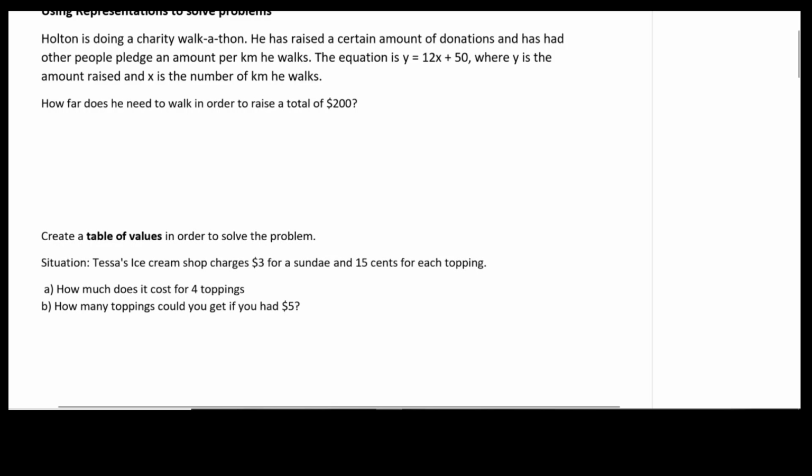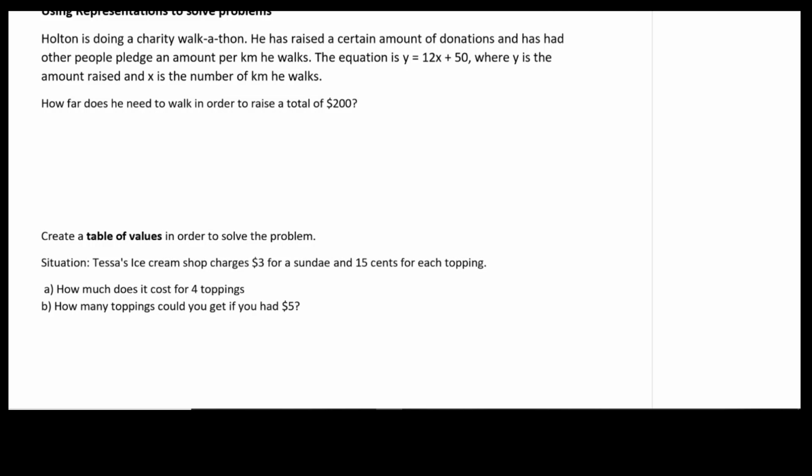Holton's doing a charity walkathon here. He's raised a certain amount of donations and has had other people pledge an amount per kilometer he walks. So some people have handed him money, and some people have said, well, I'll give you 50 cents for every kilometer you walk, something like that. And some people have just said, here's 20 bucks, please leave me alone, and they're not worried about how many kilometers he walks. So the equation is y = 12x + 50, where y is the amount raised and x is the number of kilometers he walks.